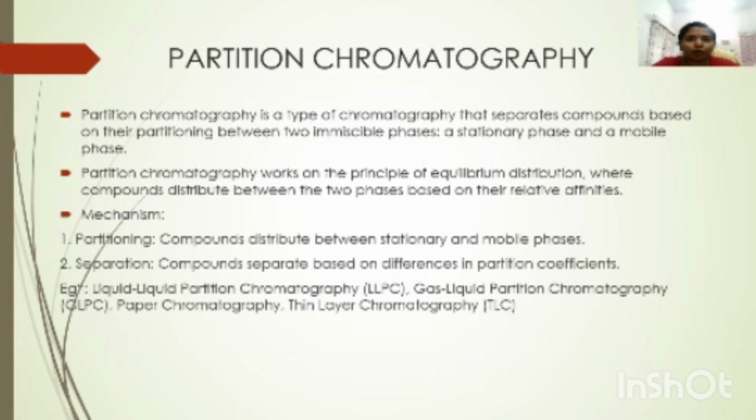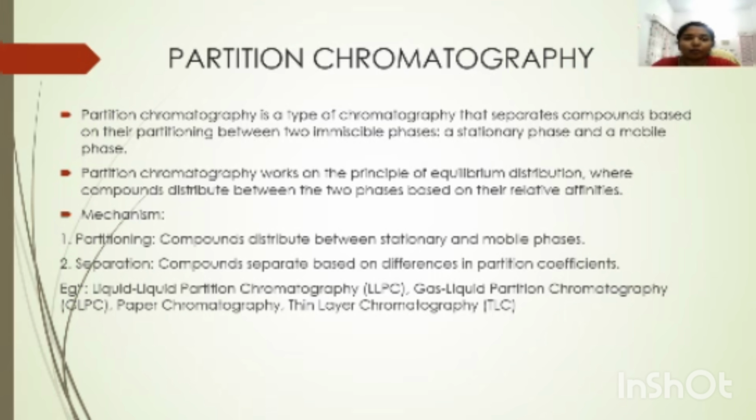Next we have partition chromatography, our second classification. It is based on the principle of partitioning between two immiscible phases, such as a stationary phase and a mobile phase. Here also it depends on the principle of equilibrium distribution, where the compound distributes between two phases based on their relative affinities. So the first mechanism is partitioning, where the compound distributes between stationary phase and mobile phase, and then separation. Liquid-liquid partition or gas-liquid partition, etc. can be considered here. Here also there is paper chromatography, as I mentioned. Even paper is a solid thing, but when liquid gets absorbed, this acts as a kind of liquid chromatography.